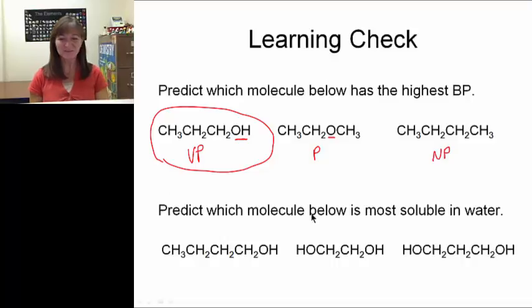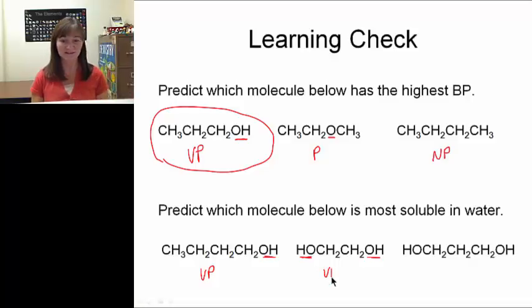Predict which molecule below is most soluble in water. So now we have to think about, well, let's first of all assign the polarity, because we know if it's nonpolar, it's not going to be soluble. So my first one here, I see an OH group, so it's very polar. My second one, I actually see two OH groups. So the more OH groups you have, the more polar the molecule is going to be.